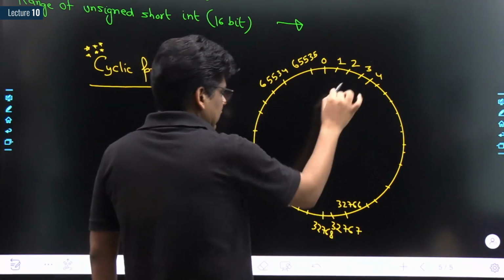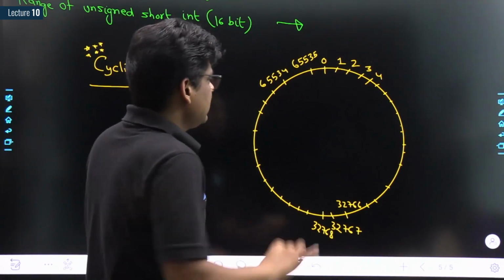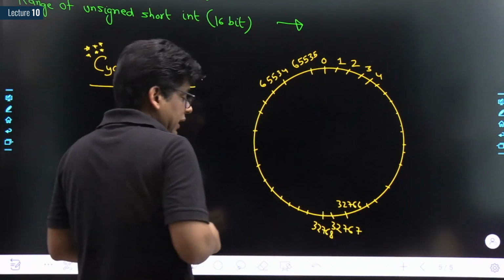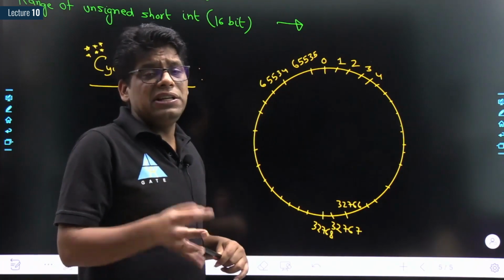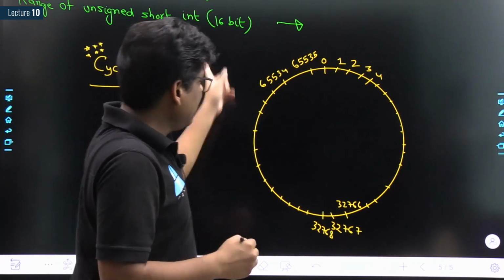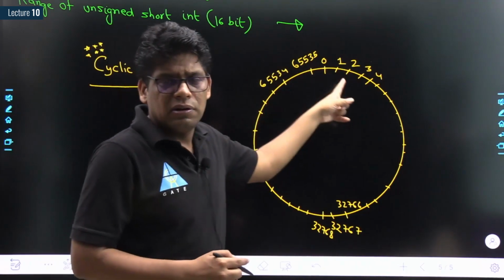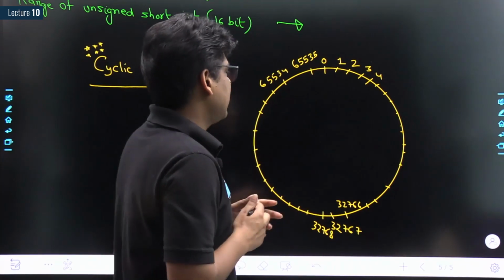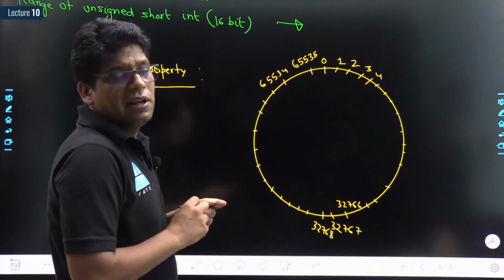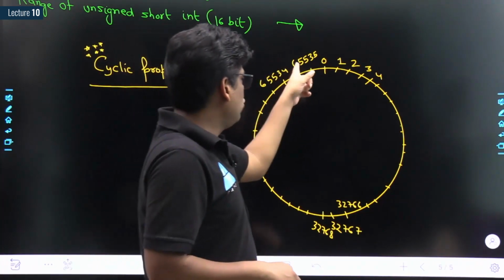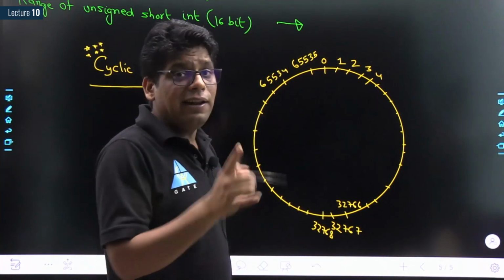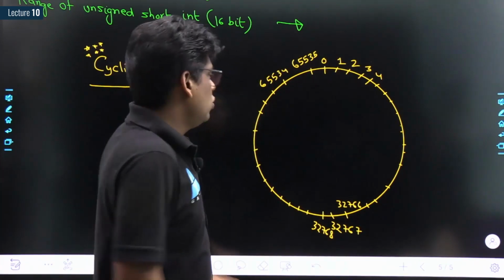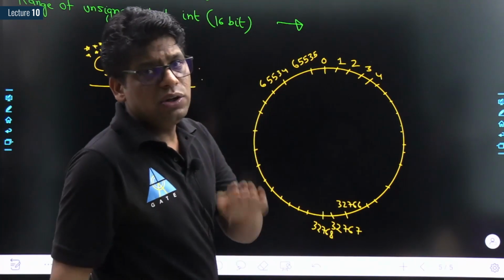So what about this circle? Sir, we are talking about cyclic property. This circle represents the unsigned short int range. That means any unsigned short integer variable can take any value among these numbers. Nothing else. Can an unsigned short integer take a value more than this? No. Can an unsigned short integer take a value less than 0? No, sir. So this circle represents the unsigned short integer range.